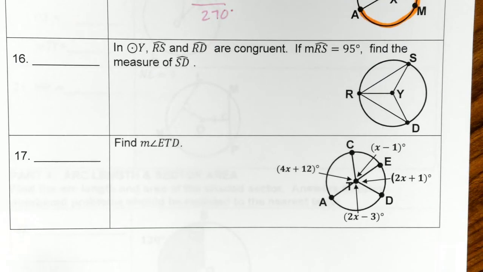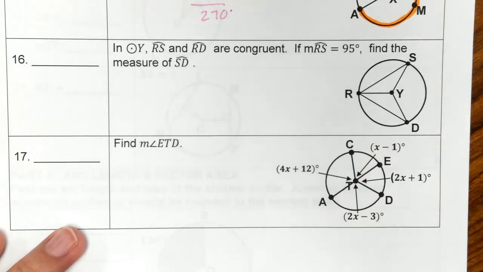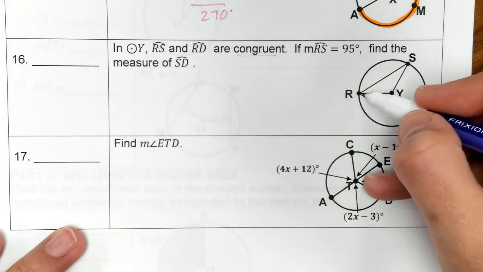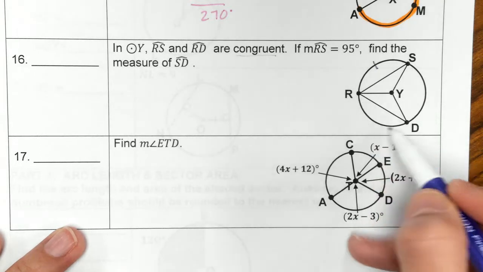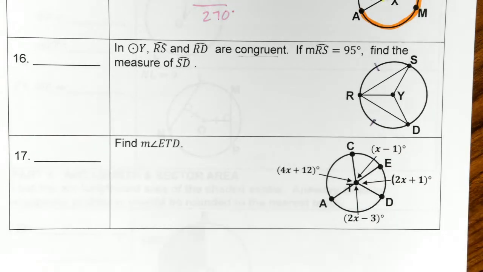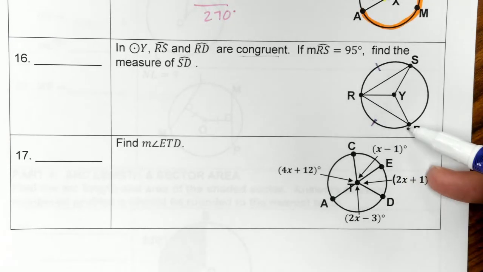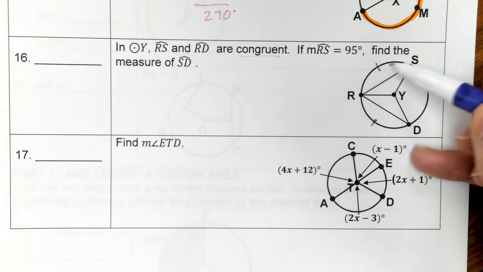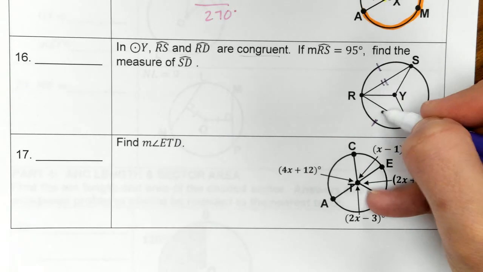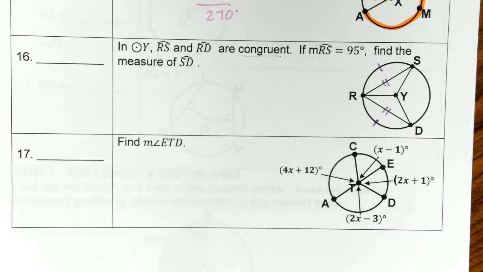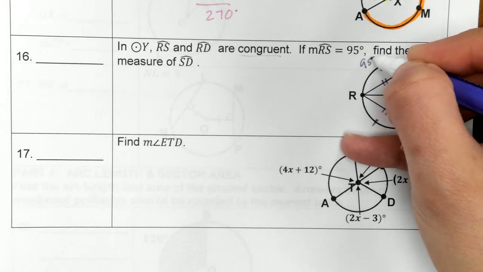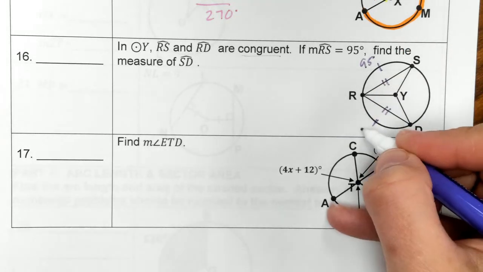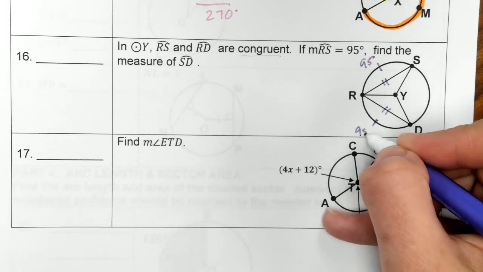Number 16. When we take a look at this, we notice that arc RS and arc RD are congruent. We learned that we have chords RS and RD, matching the letters. If we have congruent arcs, those chords are going to be congruent as well. They're corresponding chords. Here the measurement of arc RS is 95 degrees, so I also know that the measurement of arc RD is also 95 degrees.